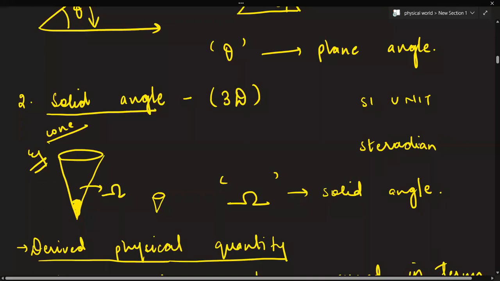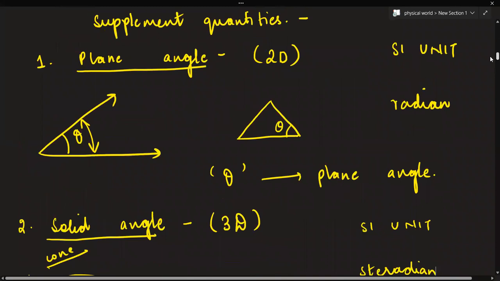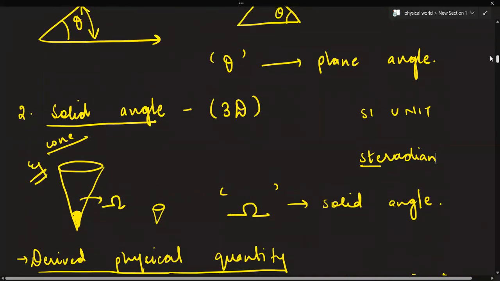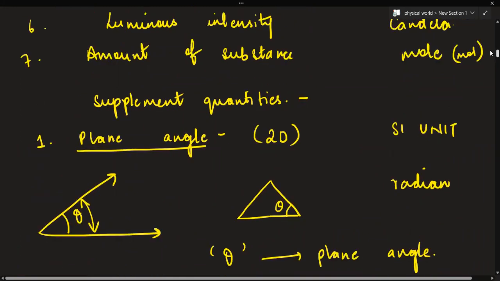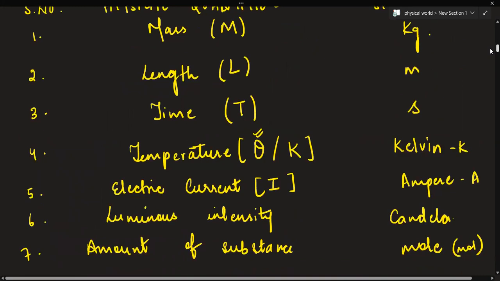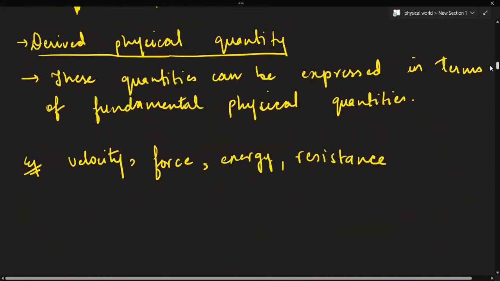And the SI unit is steradian. Just add STE in front of radian. That makes your solid angle unit steradian. Radian is the SI unit of plane angle. Steradian is the SI unit of solid angle. These are the 2 supplementary quantities. So we had 7 fundamental quantities: mass, length, time, temperature, electric current, luminous intensity, and amount of substance, and 2 supplementary quantities: the plane angle and the solid angle.